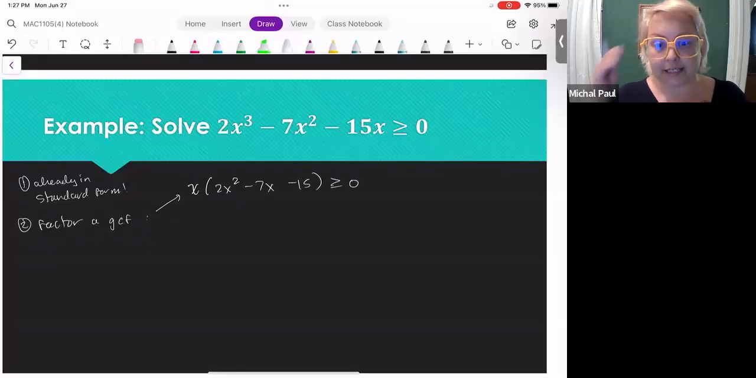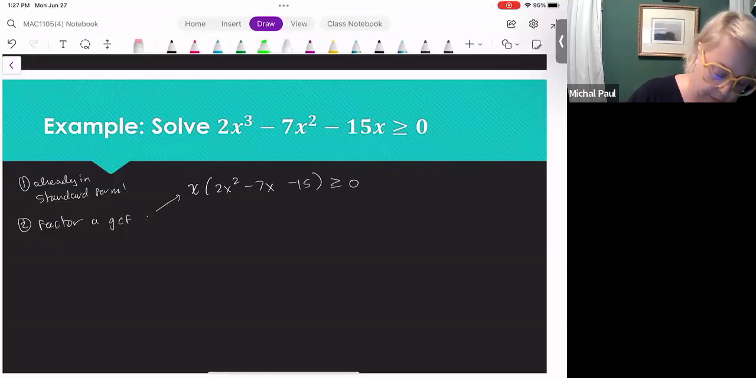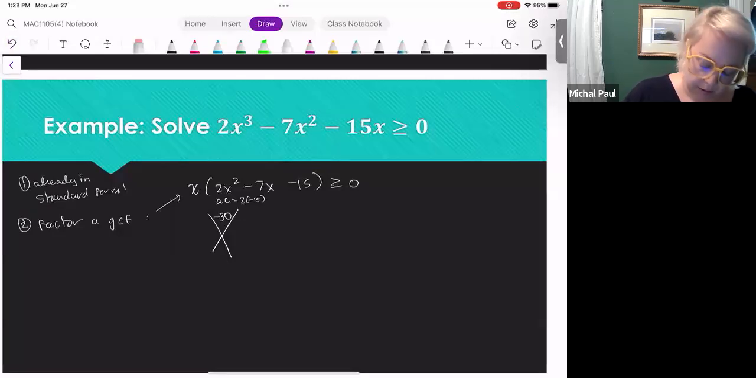Now that I've factored out the GCF, I'm going to look inside my parentheses and continue factoring. In this case, I'm going to have to factor with a diamond problem in a rectangle because I have a quadratic expression. On the top of my diamond problem goes a times c, which is 2 times negative 15, which is negative 30. In the bottom, I get my b, which is negative 7.